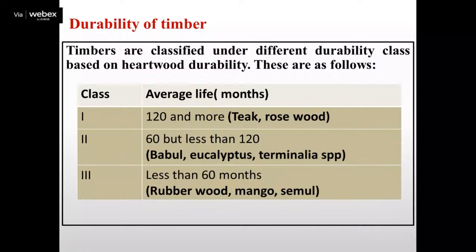Durability of timber. Timbers are classified under different durability classes based on the heartwood durability. These are as follows. If its life is more than 120 months, it is called durable, class 1 durable wood. Class 2 is if its life is more than 60 months and less than 120 months. Examples are Eucalyptus, Terminalia species and babul. And class 3 is less than 60 months, for example, rubber wood and mango.